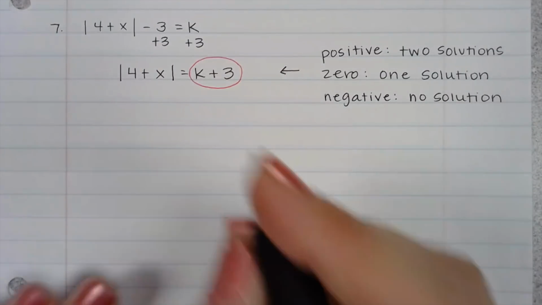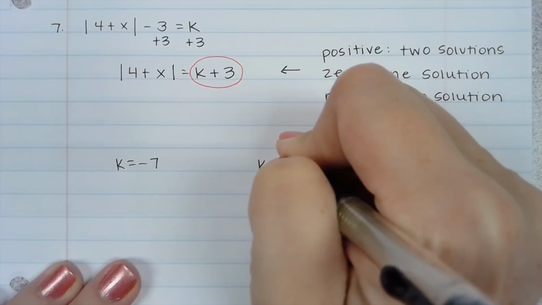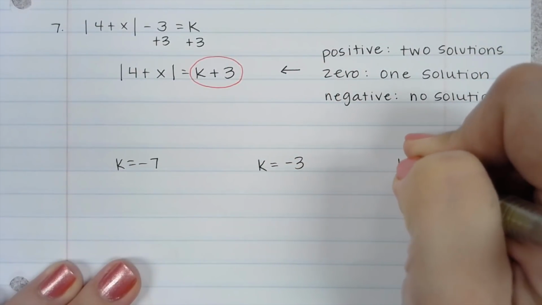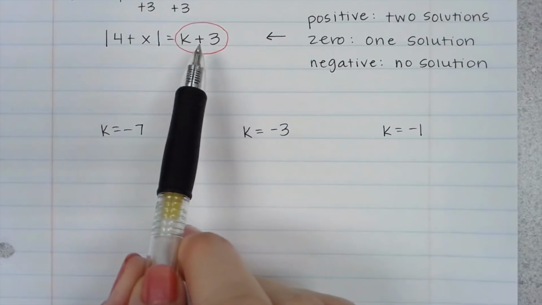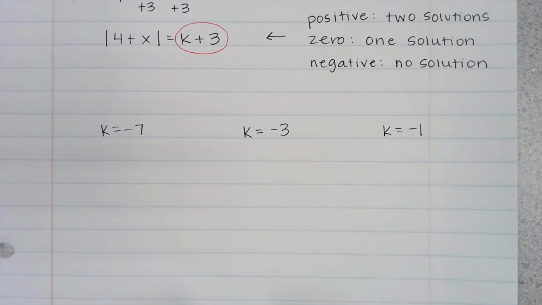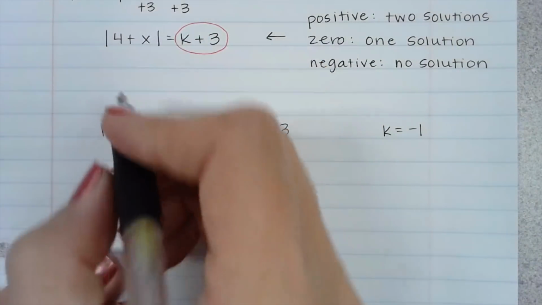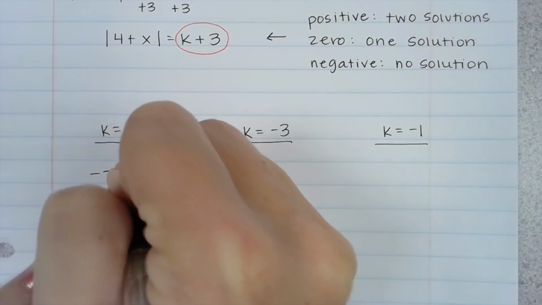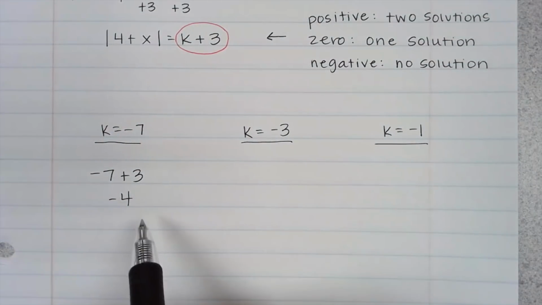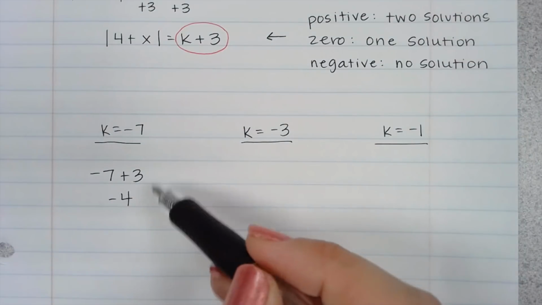And so when we're looking at our 3 different values for k, we have k equals negative 7, we have k equals negative 3, and we have k equals negative 1. So instead of plugging it into this whole thing, I could just plug it into the red part, and then use this to help me answer the question. If I did k plus 3 and plugged in the negative 7, negative 7 plus 3 would give me negative 4.